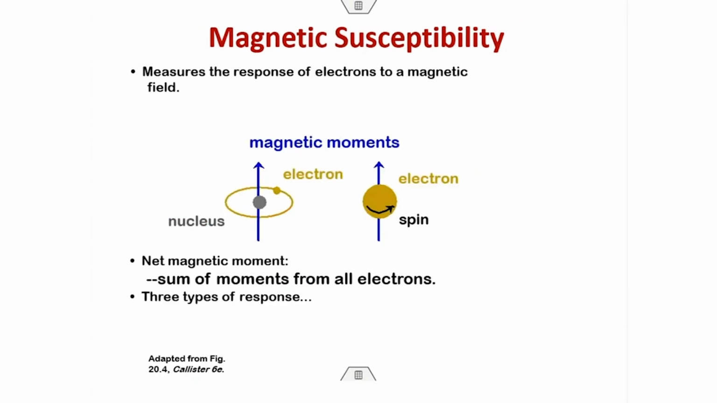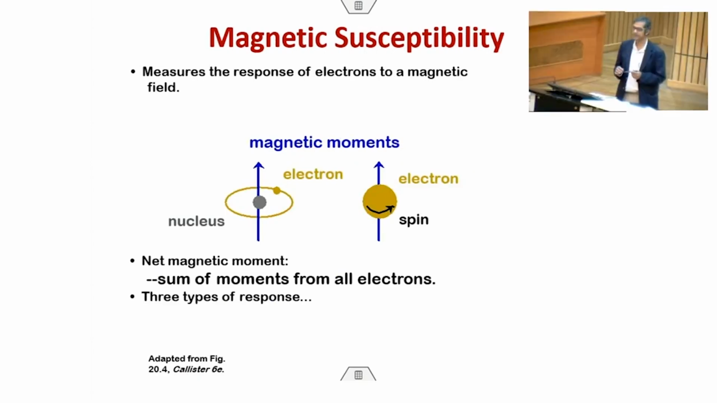Now, how do you understand magnetic susceptibility? It is nothing but a measure of the response of an electron to a magnetic field. As you know, electrons are moving around the nucleus. So, if you apply a magnetic field, electrons will like to align in the magnetic field, because electrons are rotating in a circuit, and an electron rotating means there is a current associated with it.